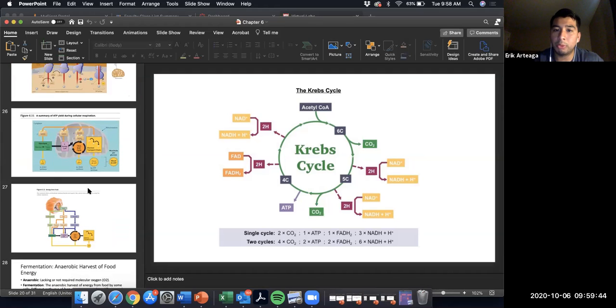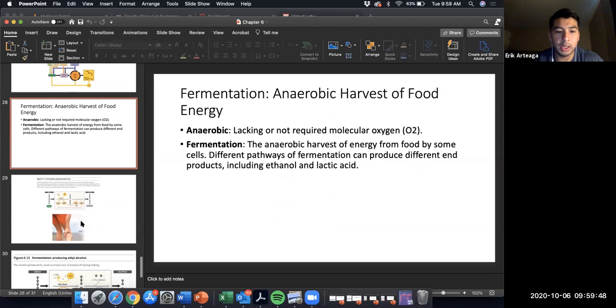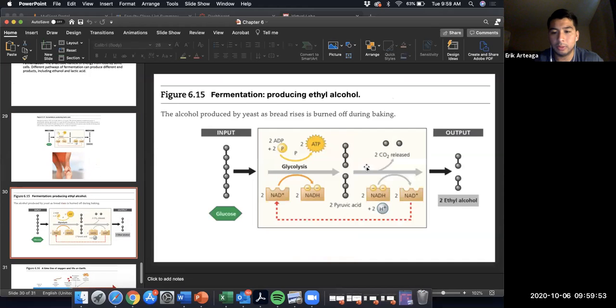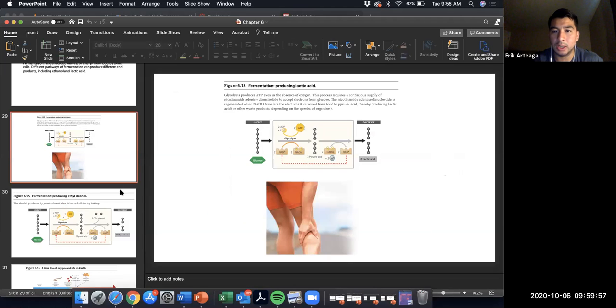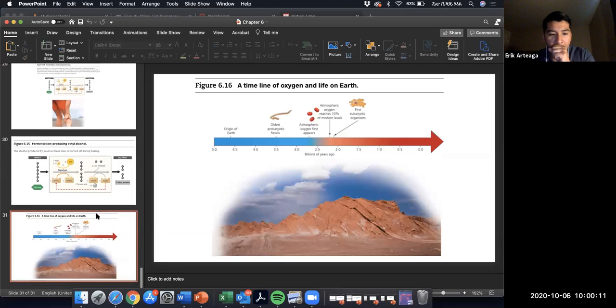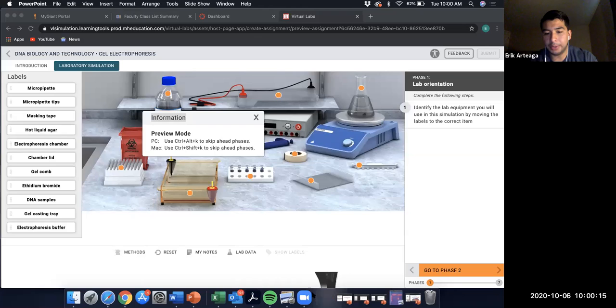So in humans, we perform lactic acid fermentation. In yeast, they perform ethyl alcohol fermentation, okay? So yeast, there's also different other pathways. There's succinate, there's fumarate. There's different types of fermentation, okay? But in humans, lactic acid, and in yeast, ethyl alcohol, okay? All right, that's it for that, okay?